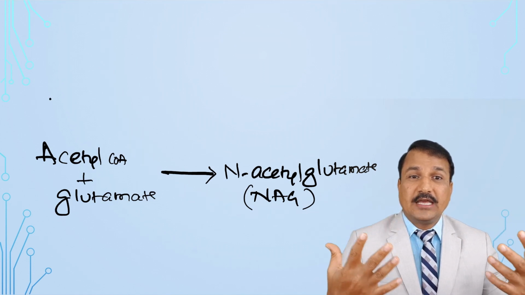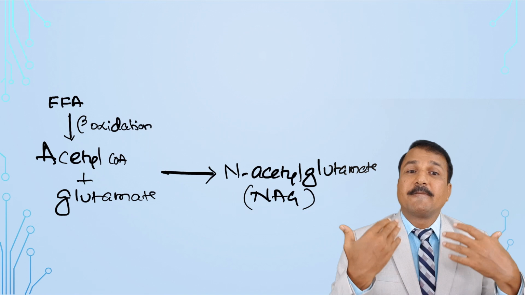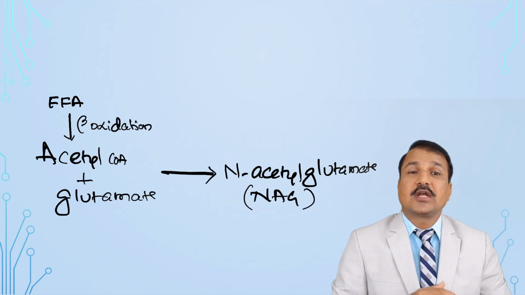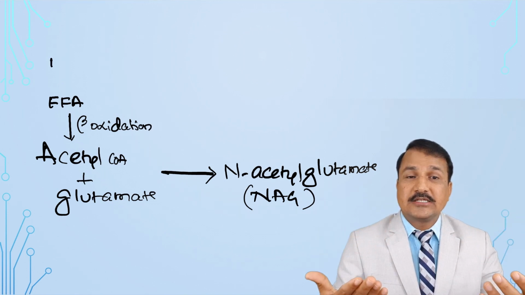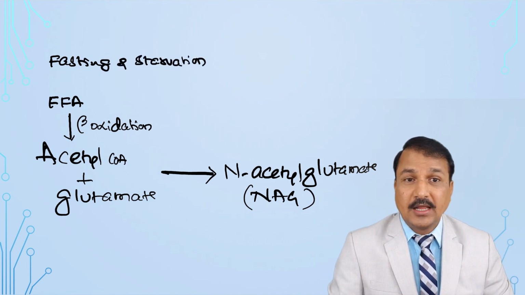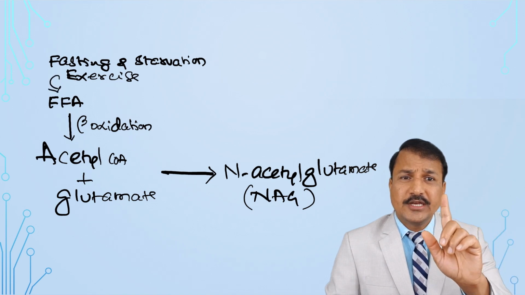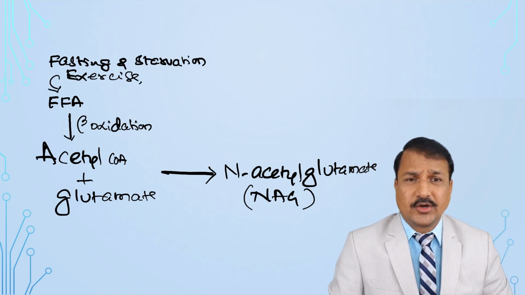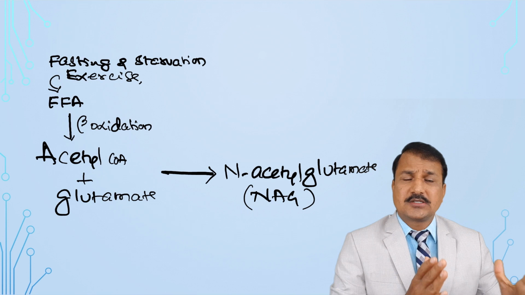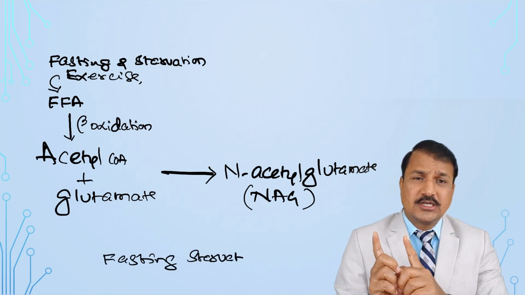More and more fatty acids are increased, flooding into the blood and going into the tissues, and especially in the liver, fatty acids are undergoing beta oxidation and more acetyl-CoAs are coming. So under fasting and starvation, there is more beta oxidation going on, right? And also when the person is exercising. So beta oxidation means more acetyl-CoA.